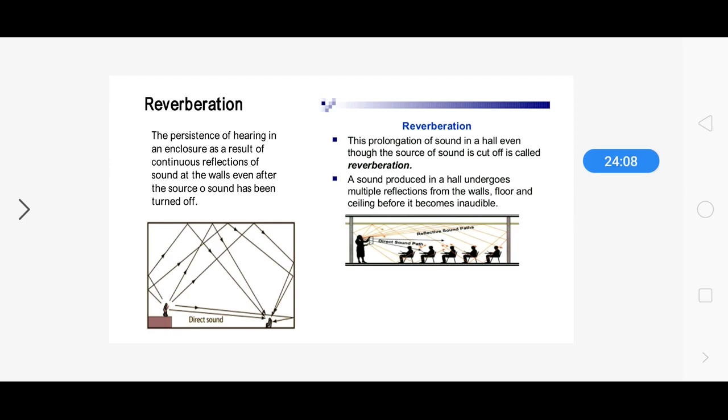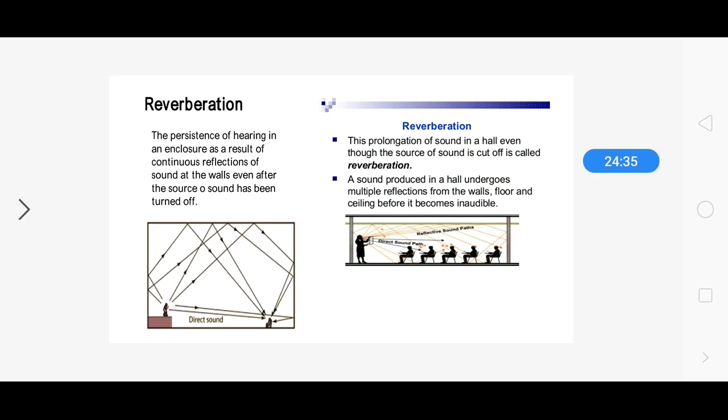Next, the reverberation. What is meant by reverberation? Reverberation is nothing but the persistence of hearing in an enclosure as a result of continuous reflections of sound at the walls, even after the source of sound has been turned off.